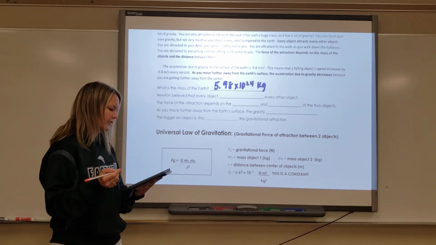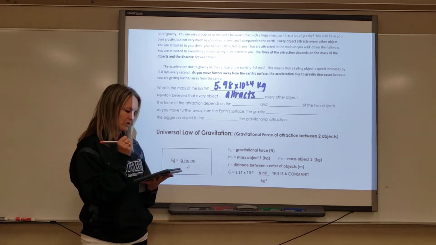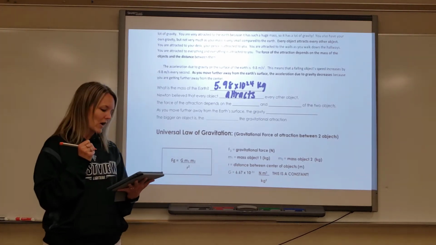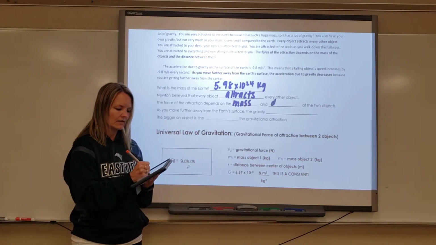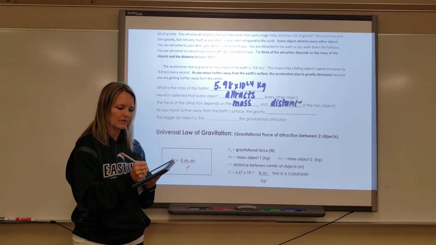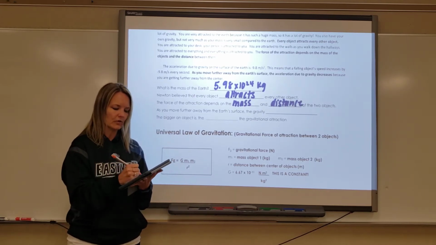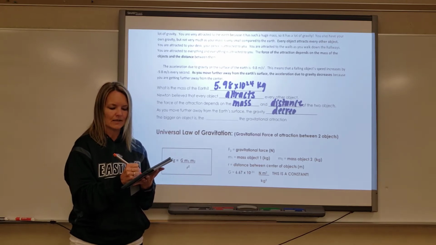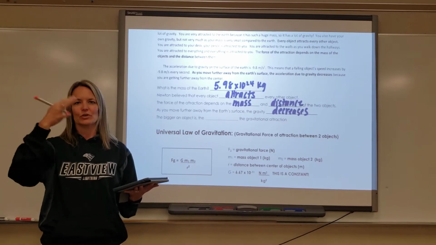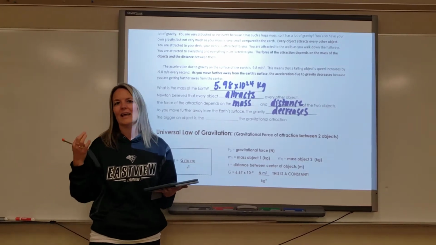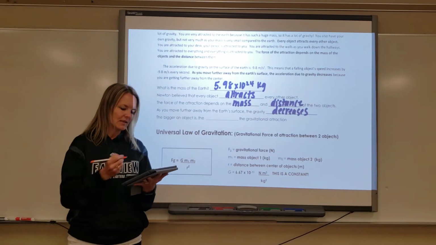Newton believed that every object attracts every other object, and that force of attraction depends on the mass and the distance between them. As you move further away from the Earth's surface, the gravity decreases. It gets smaller. So instead of your 9.8, if you're circling in the space station, it might be more like 8.5. And then the bigger an object is, the higher the gravitational attraction.